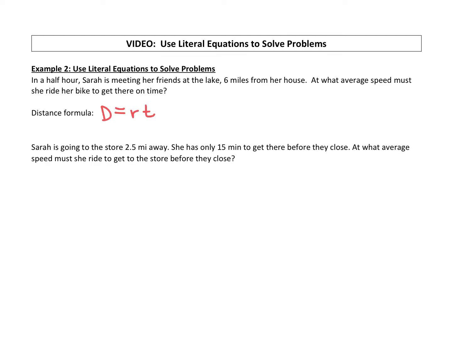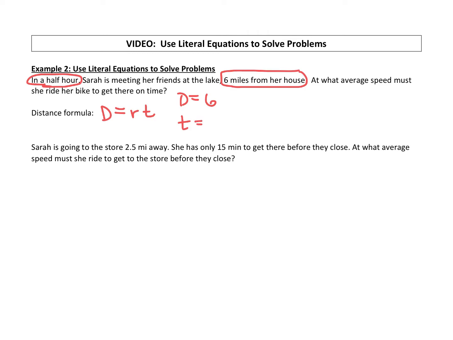So in this example, we know the distance. She's riding her bike 6 miles from her house to get to the lake. So we know that our distance is equal to 6 miles. In a half hour, this is when it's happening. So they're giving us the time right there.